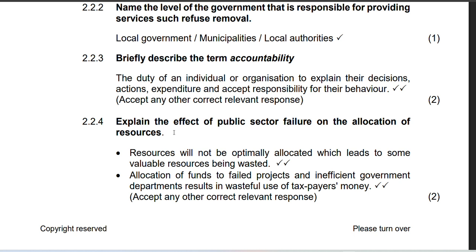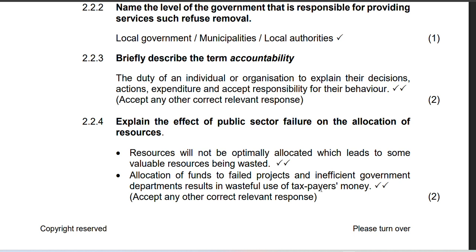2.2.4, explain the effects of public sector failure on the allocation of resources. Resources will not be optimally allocated, which will lead to some valuable resources being wasted. Allocation of funds to failed projects. An inefficient government department results in wasteful use of taxpayers' money.